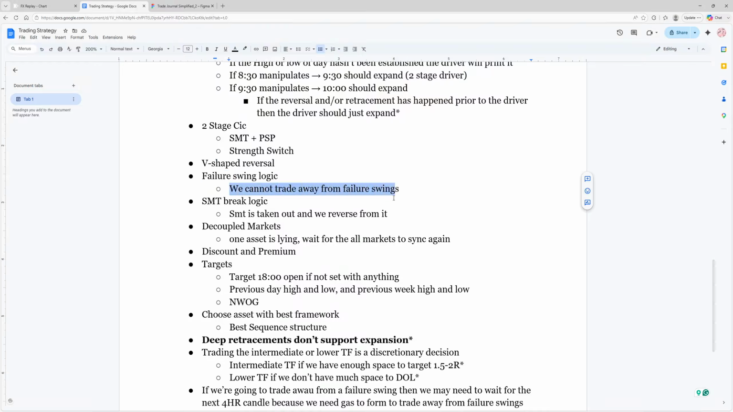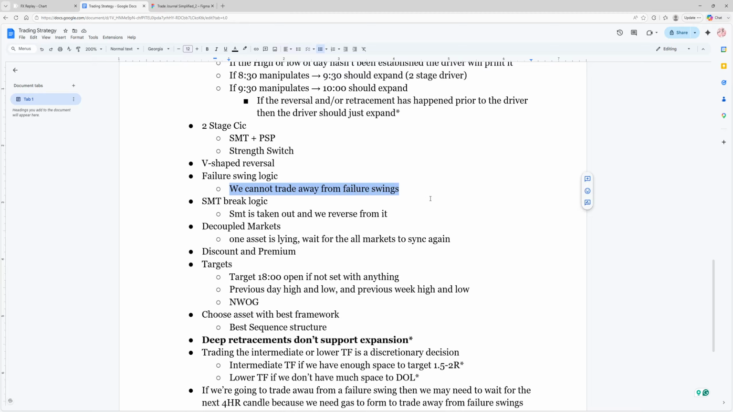We cannot trade away from failure swings. Okay, I know this is going to be contradictory. You can trade away from failure swings, but under very specific circumstances.